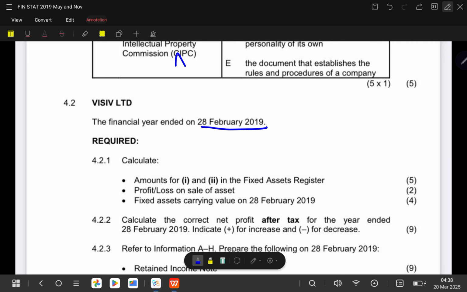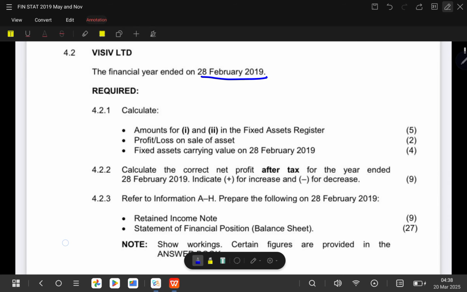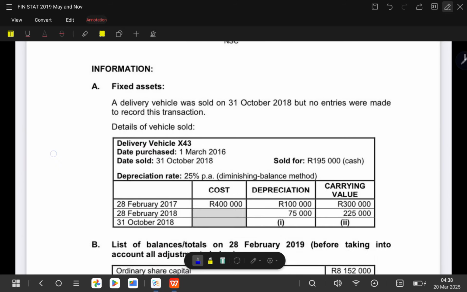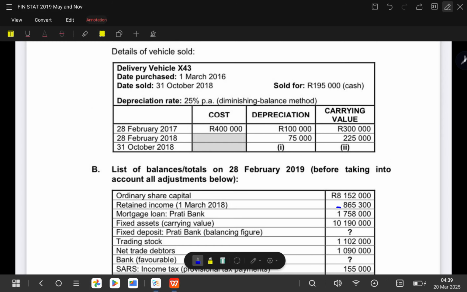Now, here we are required to do a balance sheet, some fixed asset items, as well as the incorrect net profit. So I'm just going to go through it and explain to you how you are supposed to answer such questions. Roman figure number one, they want you to calculate some items on the fixed assets. They want you to calculate the depreciation of this asset.